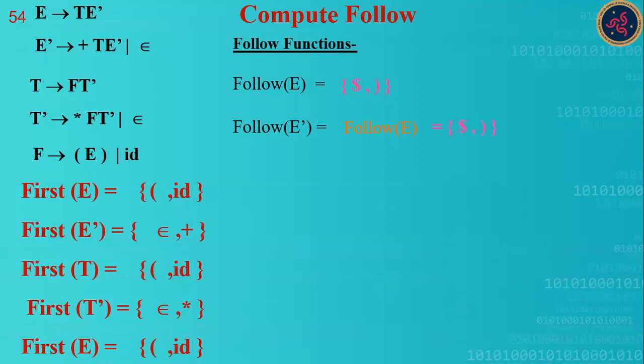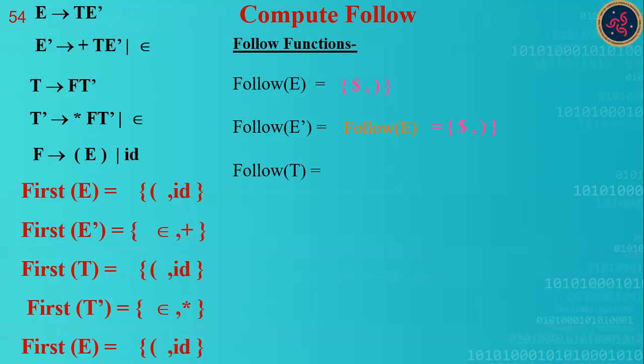Next non-terminal is T. Where does T come in the productions? T is coming in the first and the second production. After T, what does T follow? Here T is followed by the symbol E prime. So here we have to consider the follow of T. Here E prime means, what is E prime?